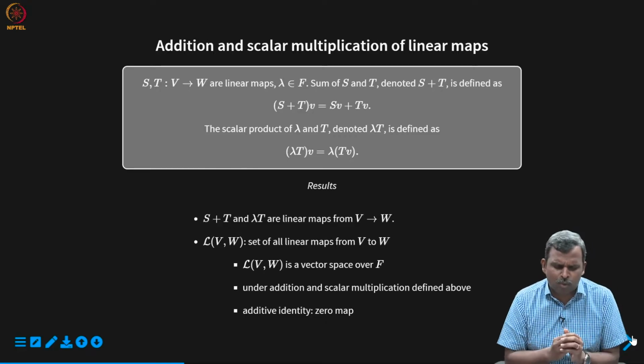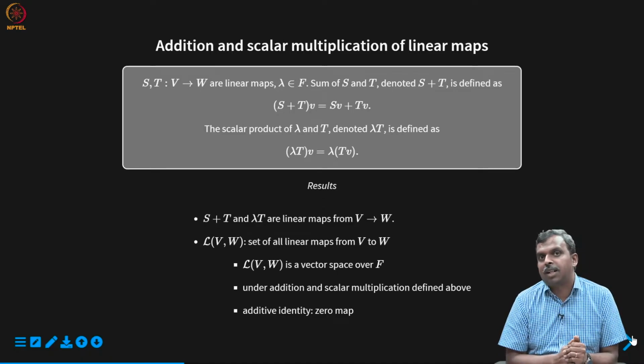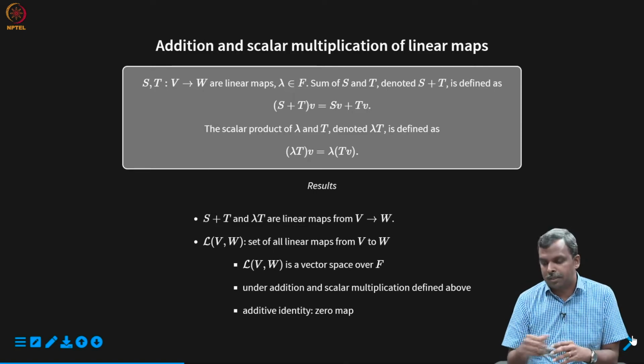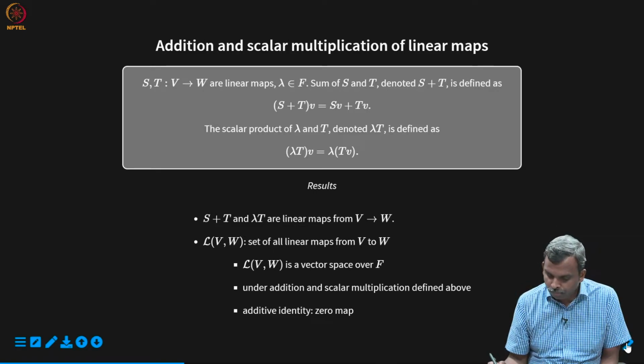I'm not doing a proof for why this is a vector space. It's quite easy to write down. So you just have to mechanically write down and check all those properties that are true. Okay, so with respect to this addition and this scalar multiplication defined in this slide, the L of V comma W, the set of all linear maps from V to W, is a vector space.